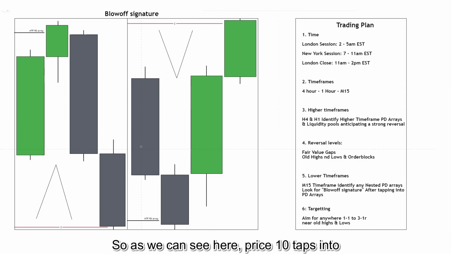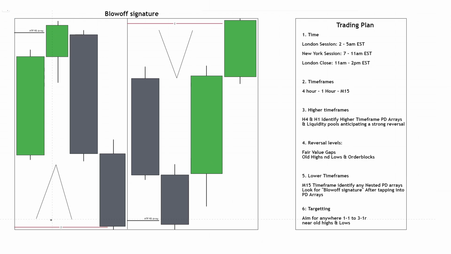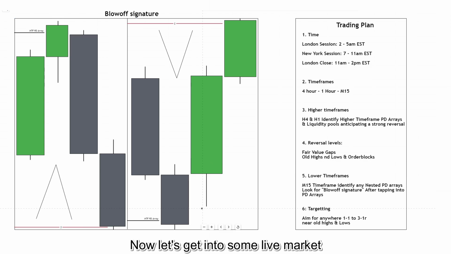So as we can see here, price then taps into our higher time frame PD array, gives us that Blowoff signature to then take the longs for that continuation higher, and we can say the same for the downside, coming higher, tapping into that higher time frame PD array, giving that Blowoff signature for the continuation of the downside, targeting opposing liquidity. Now let's get into some live market examples and see this in action.